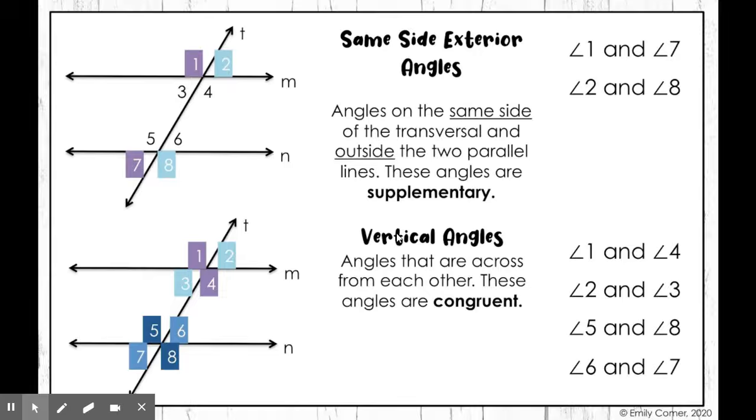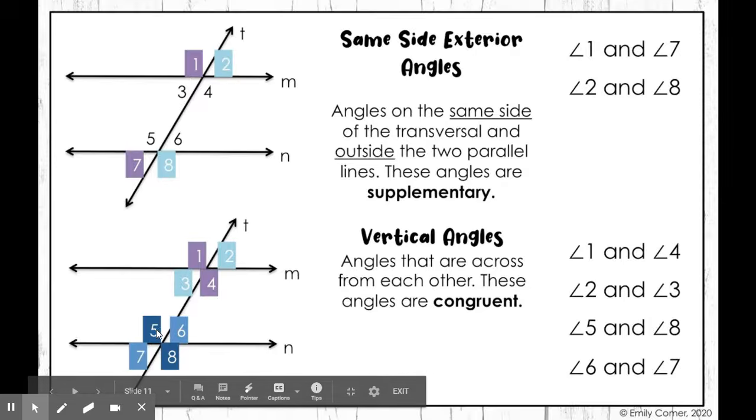And lastly, we have vertical angles. Vertical angles are across from one another when you pass through the vertex of an angle. So that point where two lines intersect to make an angle, if you cross through that diagonally, you'll see two angles that happen to be congruent to one another. So all of these pairs are congruent to one another.